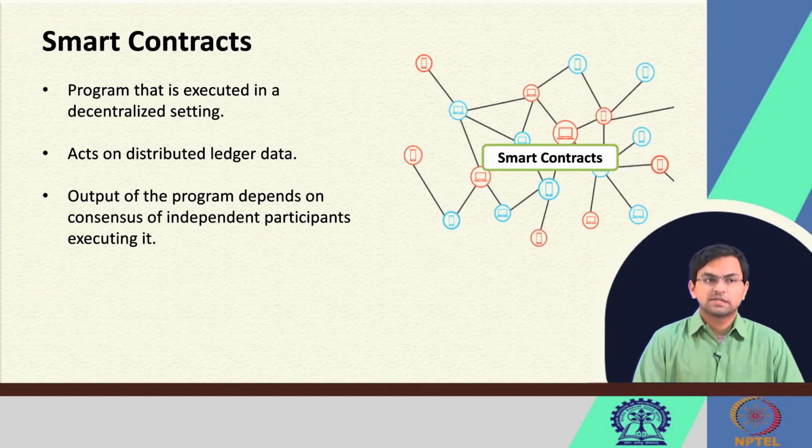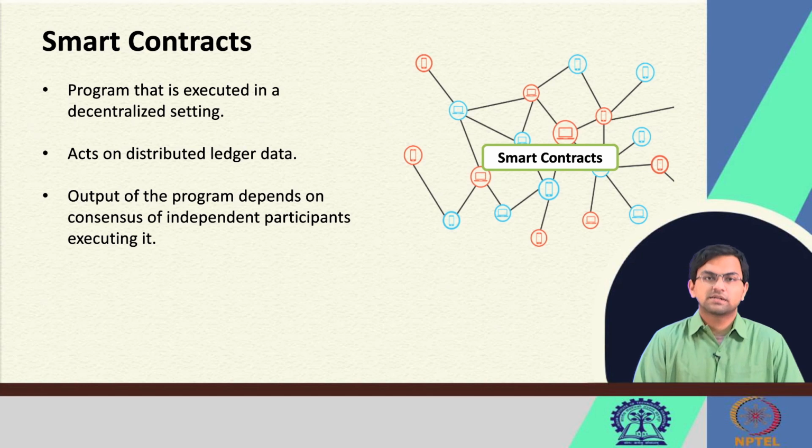So what are smart contracts? Smart contracts are basically programs which are executed in a decentralized setting, and these programs actually work on whatever data there is in the distributed ledger. So they can read data from the ledger as well as write it back to this ledger. The output of any such program, any smart contract, depends on the consensus of the independent participants executing it. So it is not like our traditional programs which are executed in a single system, in a single process.